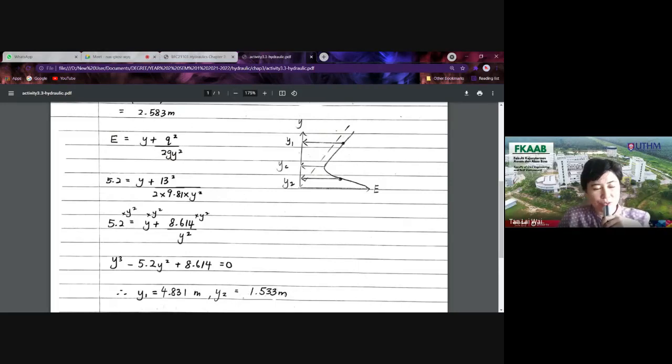May I ask you? Okay, here's the thing. If we take a look at the third line from the last, that is 5.2 times y squared equals y times y squared. Be careful. Normally we multiply the left side and the right side with y squared. So it is best if we bracket the expression on the right side, that is y plus 8.614 over y squared. We bracket it and we times y squared. You just have to be careful.